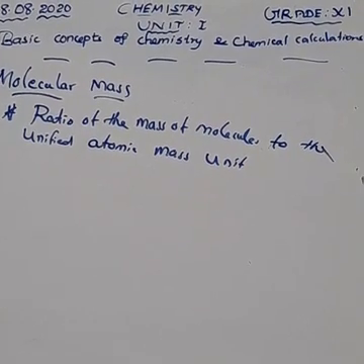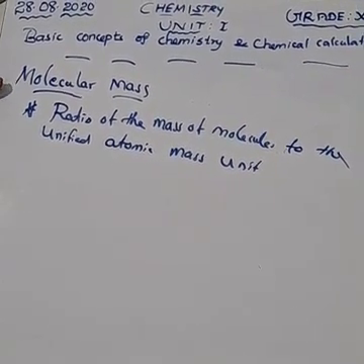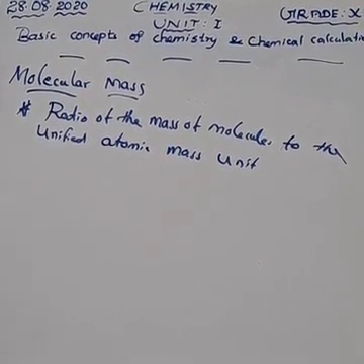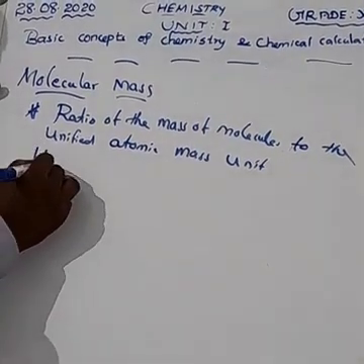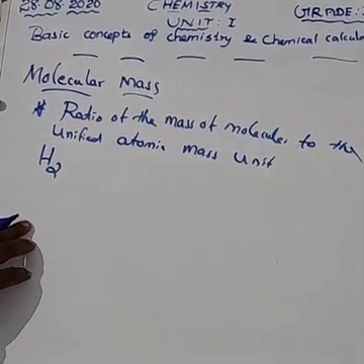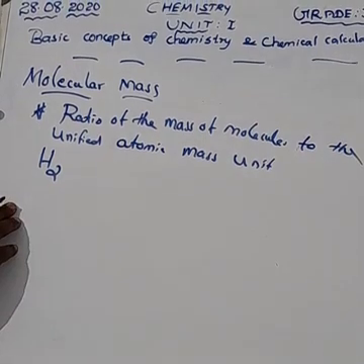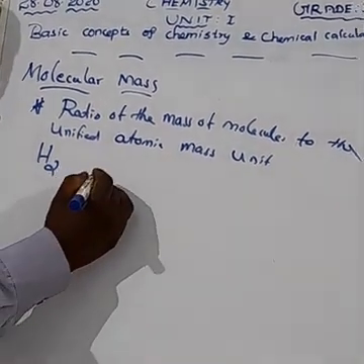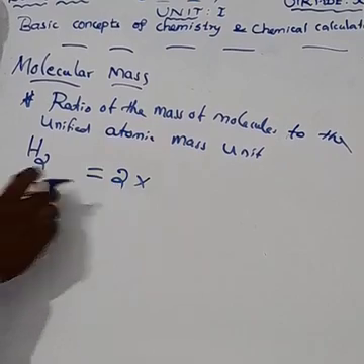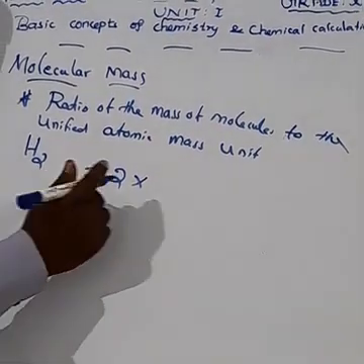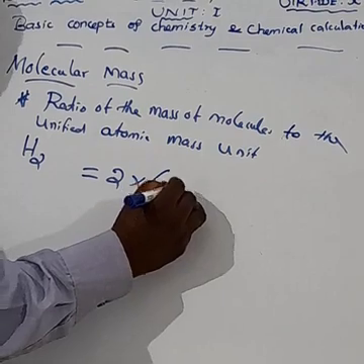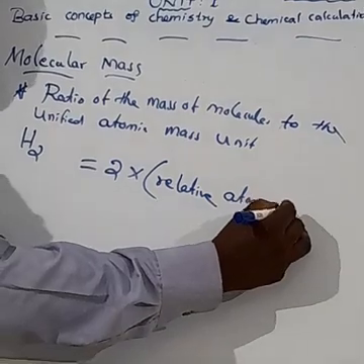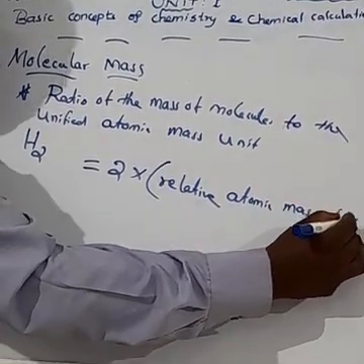For example, if you are taking hydrogen atom, relative molecular mass of hydrogen, how can you calculate the relative molecular mass of a hydrogen molecule? The hydrogen molecule symbol is H2. Here, how can you calculate the relative molecular mass of hydrogen molecule? Having one formula, that is equal to 2 into the relative atomic mass of a hydrogen atom.